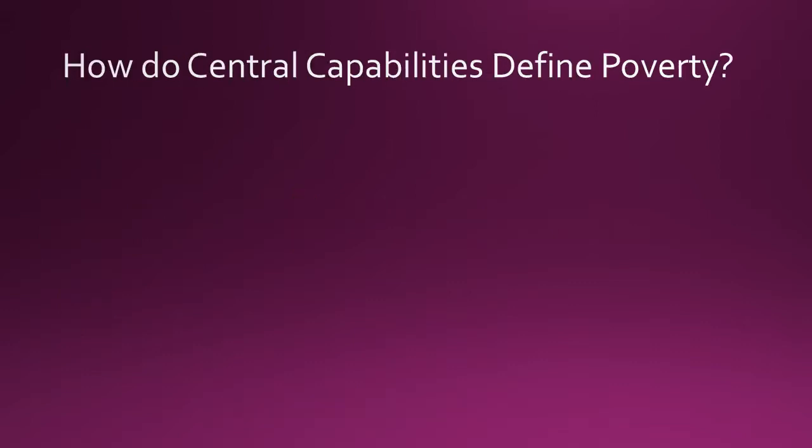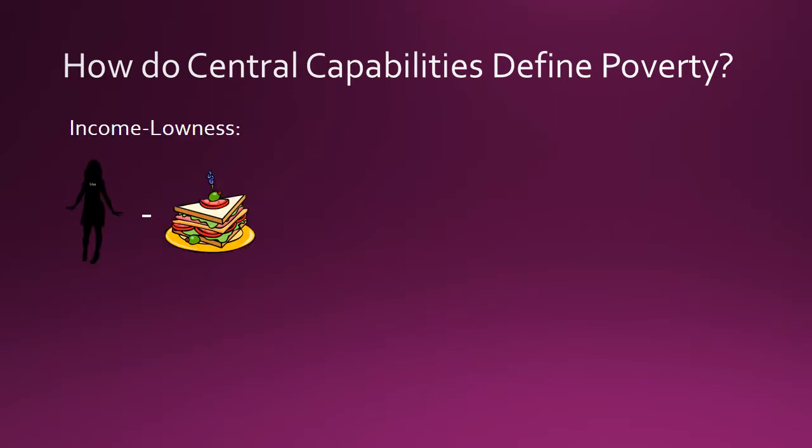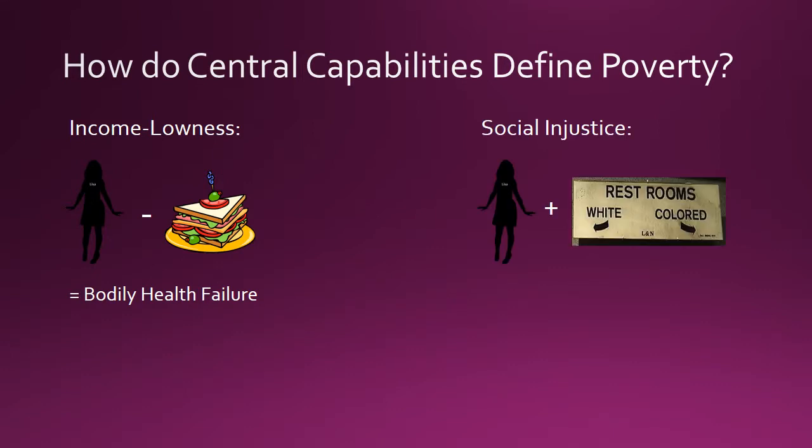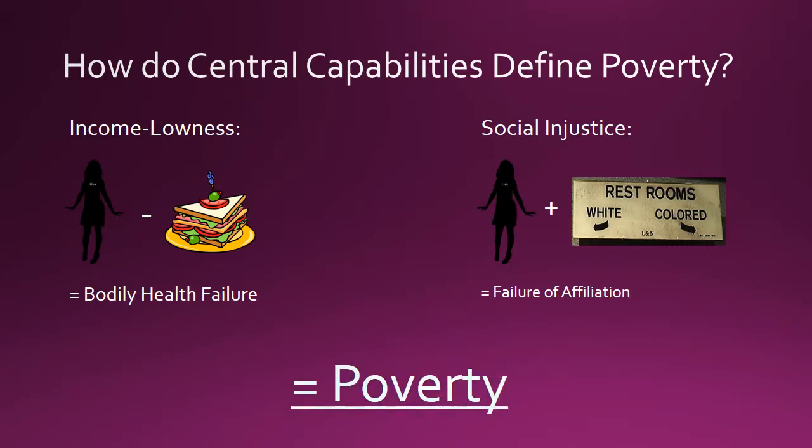So what exactly is an example of central capability failure? Imagine Lisa were unable to eat an adequate amount of food due to income lowness. We would say that her bodily health capability has failed. Moreover, if Lisa were subjected to social injustices, such as Jim Crow laws, then we would say her capability of affiliation has failed. Therefore, capability failure comes in many different forms. However, it will always result in poverty.